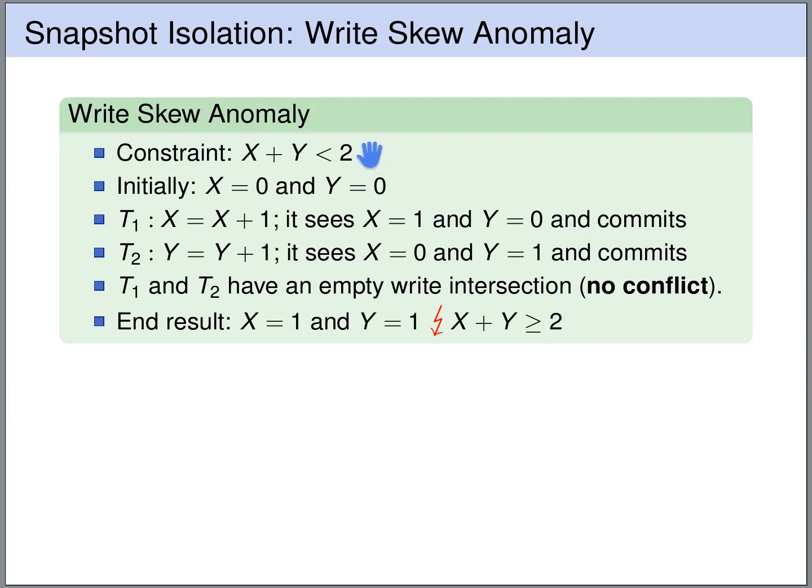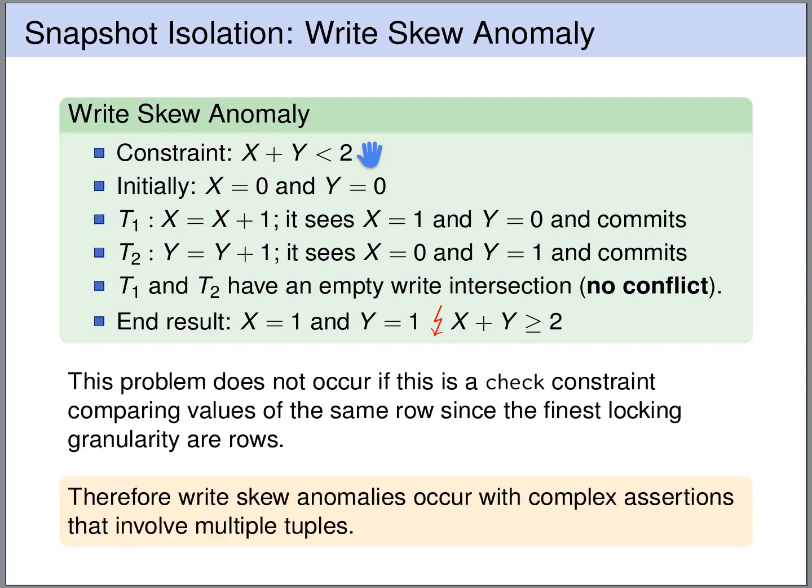Also in snapshot isolation, this write skew anomaly cannot occur if this constraint that we have here is a check constraint that concerns a single row. So if x and y are attributes from the same row, then this cannot happen, because the finest locking granularity are rows, and then these two transactions cannot write the same row at the same time. So in conclusion, these write skew anomalies can occur only for complex assertions that involve multiple tuples.